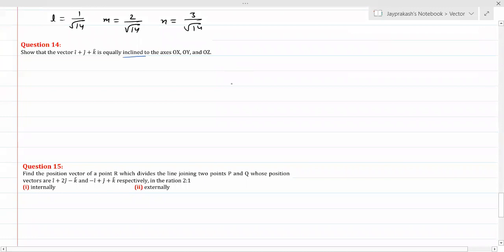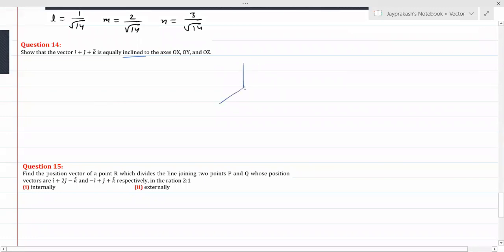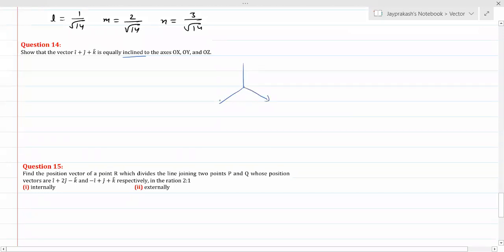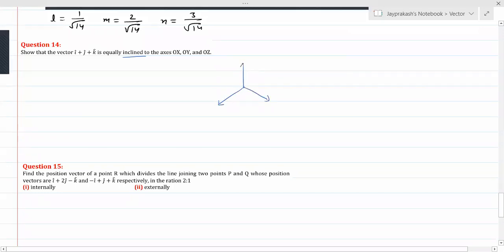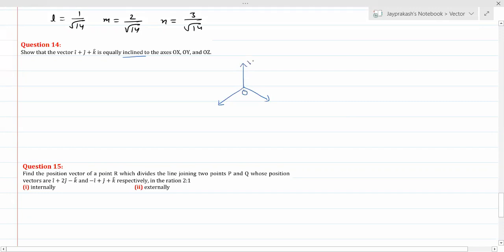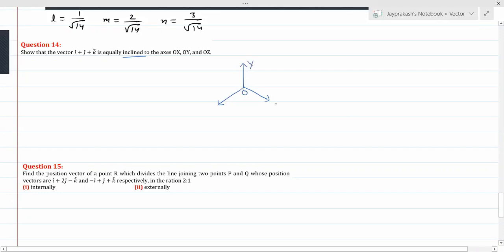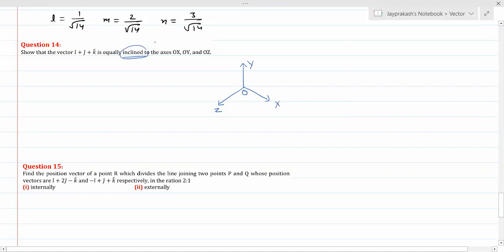Inclined words means, this is the axis, bend towards. So all of you look at me. This is the axis, this is the origin. So now we are considering this one as the y-axis, x-axis, and z-axis. Now inclined means the angle between the particular axis and the vector.